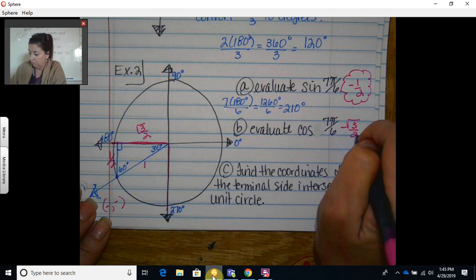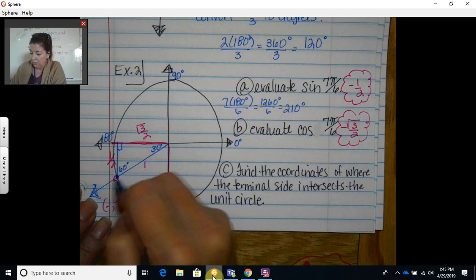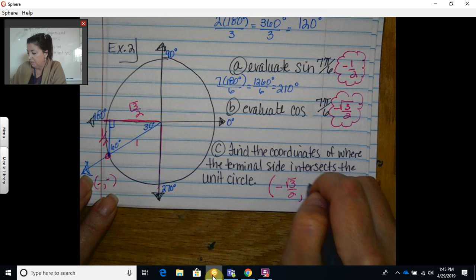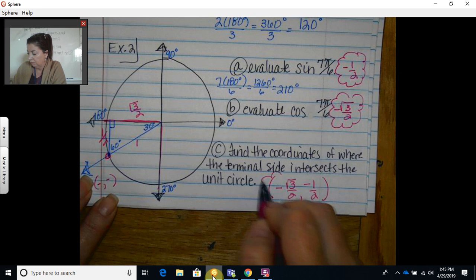And then obviously the ordered pair is your x value, comma, your y value, right? Your cosine, comma, your sine. So that would be negative square root of 3 over 2, comma, negative 1/2. And that's it. That's the whole lesson.